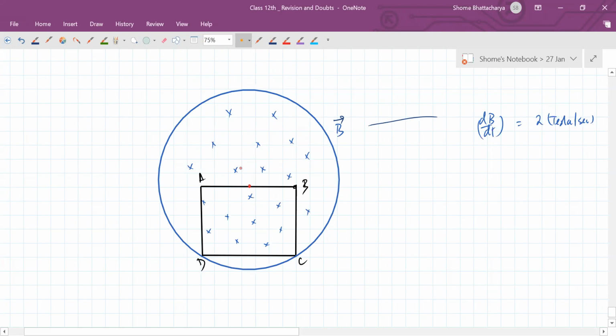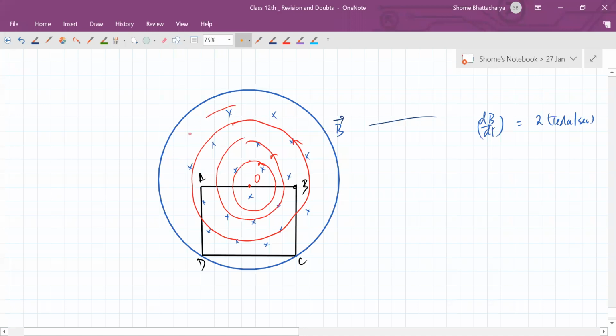So if the center of the cylindrical region or the disk over here is O, you know that for a magnetic field going into the plane which is increasing, we'll get anti-clockwise circular electric field lines. Like this, the electric field lines will be like this.